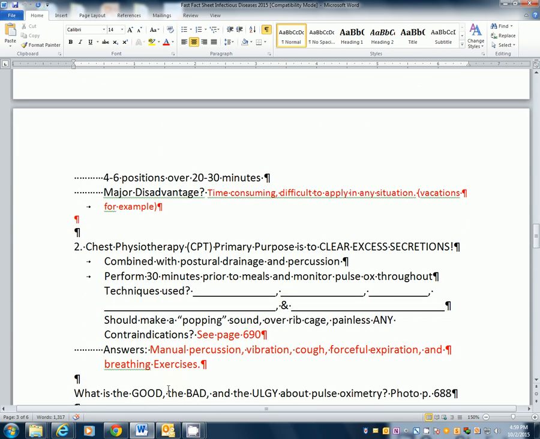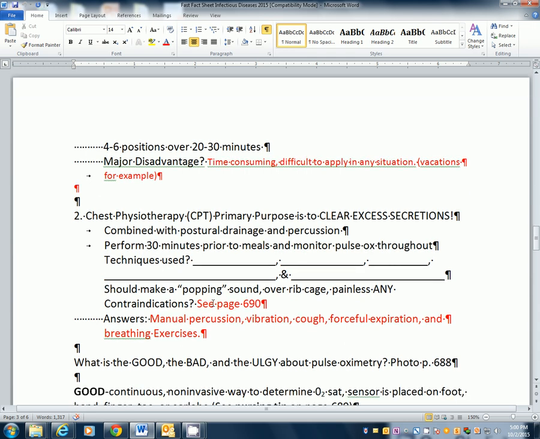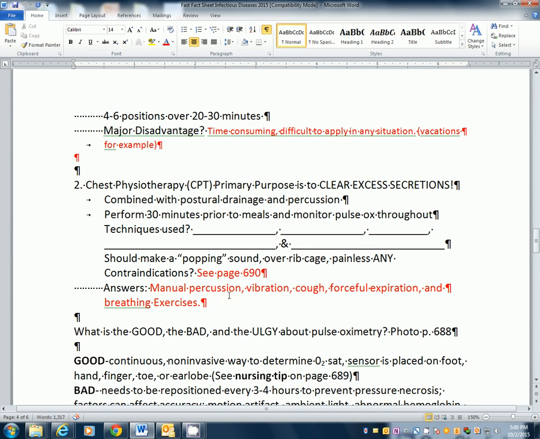Chest physiotherapy, the primary purpose of that is to clear excessive secretions. And a lot of times they will combine that with postural drainage and percussion. It is performed 30 minutes prior to meals, and you want to monitor their pulse ox throughout. Techniques would be things like manual percussion, vibration, cough, forced expiration, and breathing exercises. The most common of these is manual percussion, and it talks about that in your book a little bit on page 690.